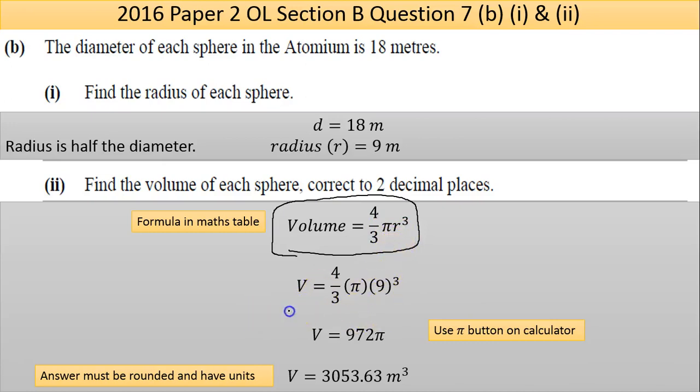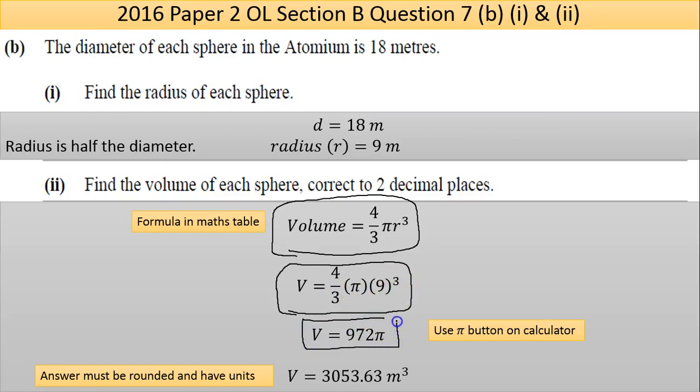So anyway, I'm putting in the information I have. Now, I'm not putting in pi here just to save me having to type it, but I'll use the pi button on the calculator when I'm putting the formula into the calculator. So fraction 4/3, brackets pi, close brackets, open brackets 9, close brackets to the power of 3. So if you put it in properly, it should go straight to this answer.